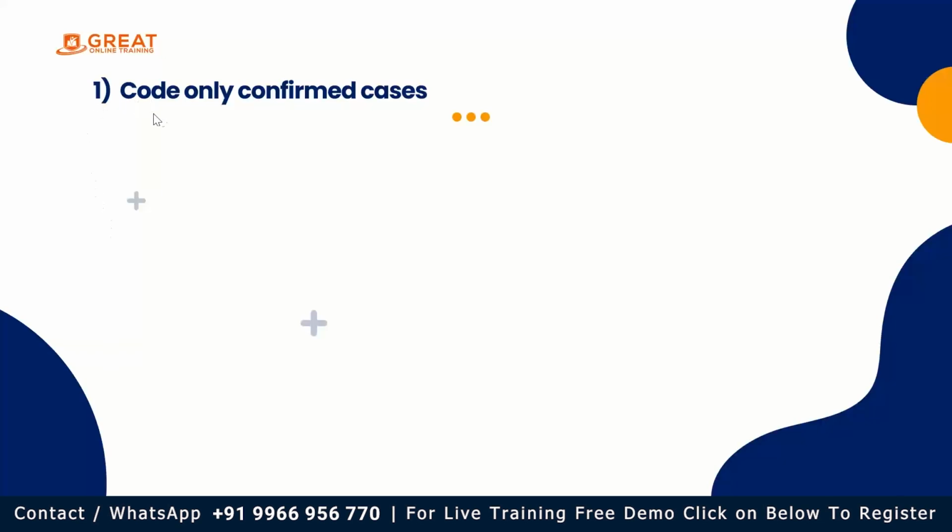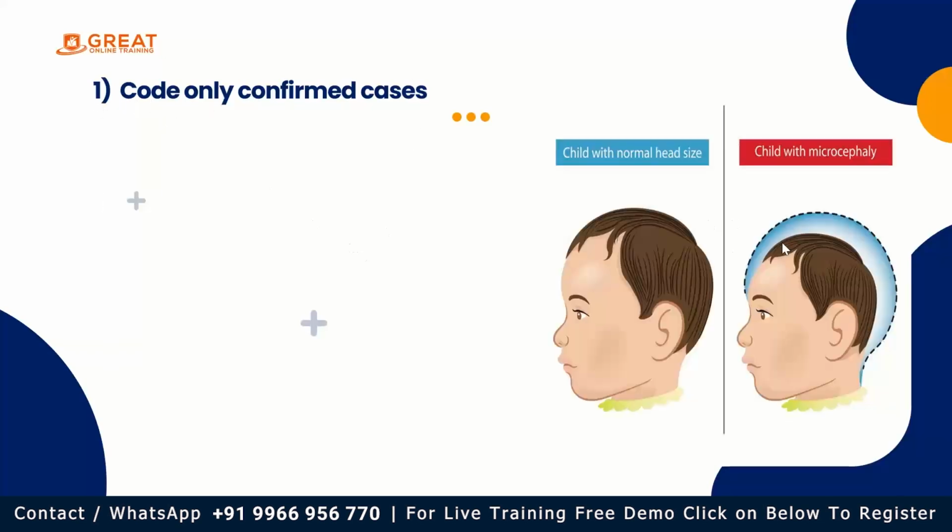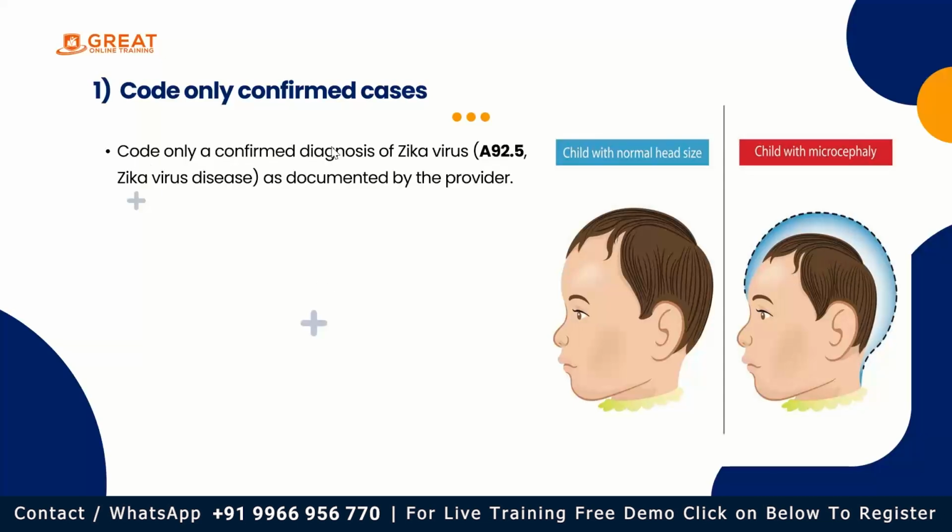So the first guideline: code only confirmed cases. This is an example of microcephaly. This is normal head size. This is microcephaly, head size is reduced. So code only a confirmed diagnosis of Zika virus.